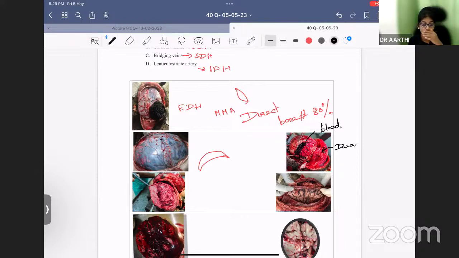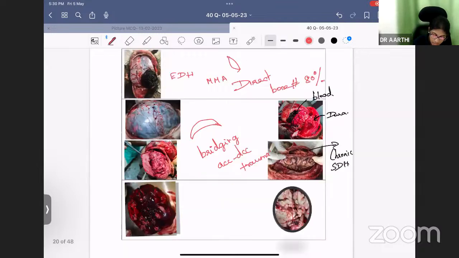Okay, so in subdural hemorrhage, what happens? The blood gets accumulated in the subdural space. It gets a crescent shape more. After some time you can say that this is a chronic subdural hemorrhage. Right? Which vessel gets ruptured, we saw? The bridging vessel gets ruptured, and it is an acceleration, deceleration trauma.